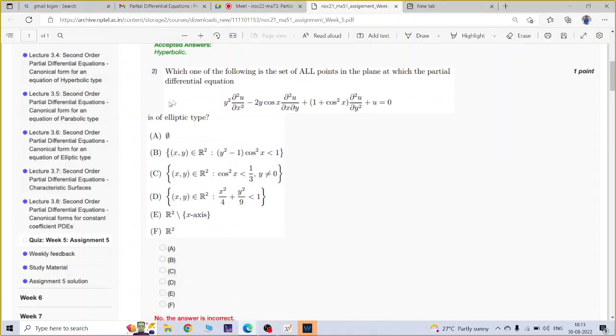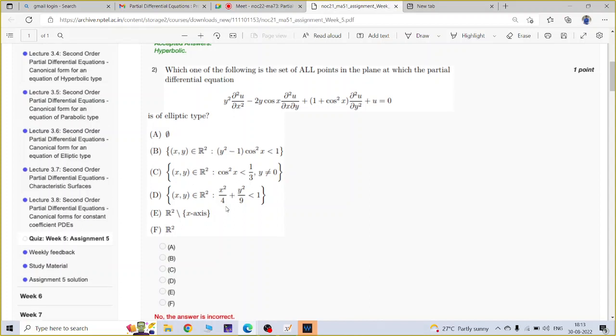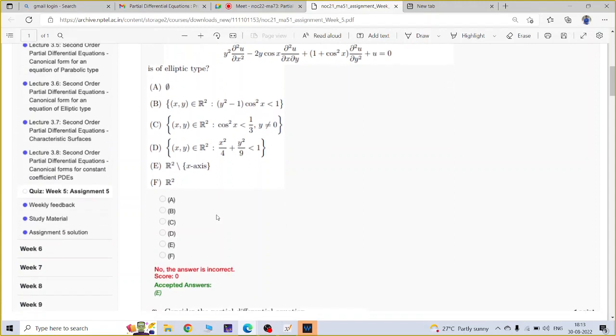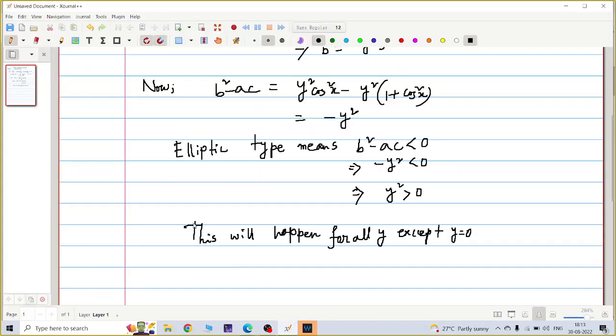I will show you the question. The question is saying: which one of the following is the set of all points in the plane at which the PDE is of elliptic type. So what will be my answer? It's all points except y equal to 0, except the x-axis. So my answer is option E, R2 minus the x-axis. The accepted answer is also E. So is it okay? Yes, sir, correct.